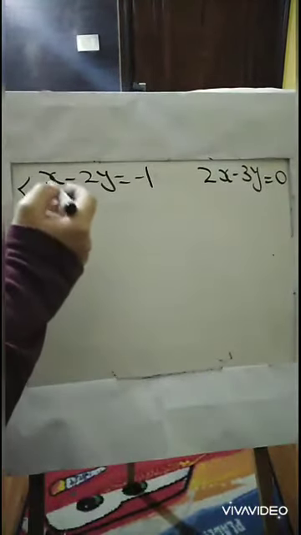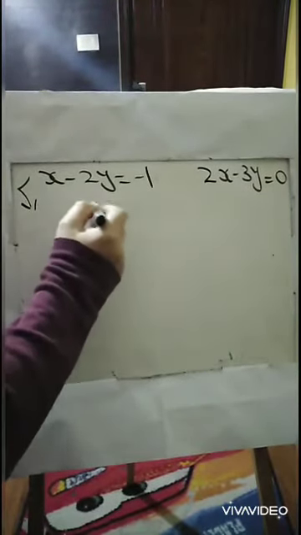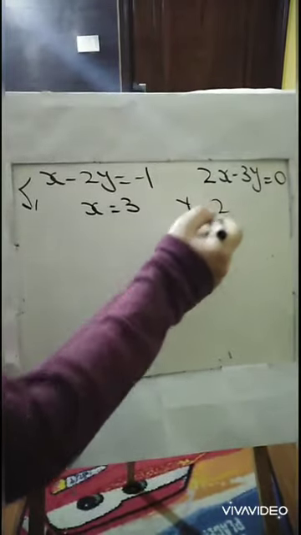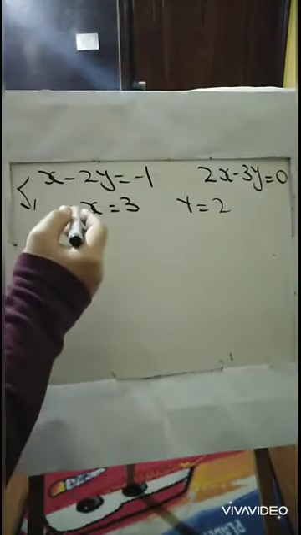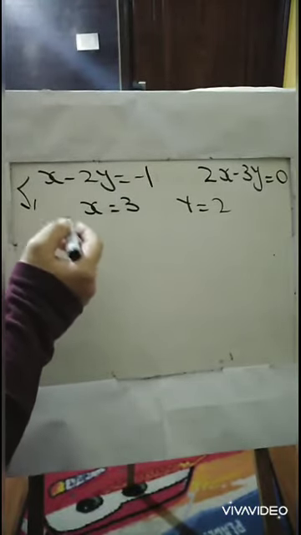Our last example. If x minus 2y equals negative 1, and 2x minus 3y equals 0, I need to get x and y. First, I can get it by using a calculator. It will give you x equals 3, y equals 2. By using a calculator or by using the multiplicative inverse method, we just solved it in the previous example.